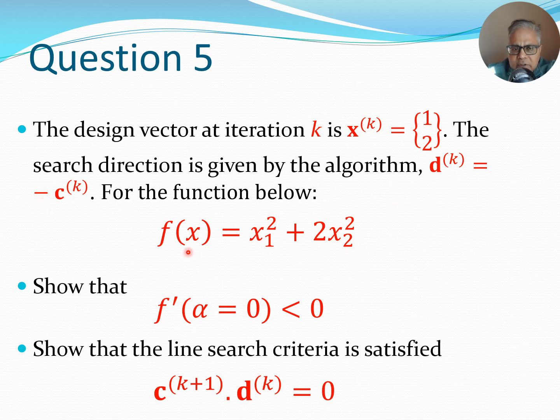So the problem is the same, but now you have to show that f dash at this particular value is less than 0. So when the step size is 0, the derivative of f is less than 0. This should be valid for the one-dimensional problem. Also, we know about the line search criteria, that is c(k plus 1) dot dk is 0. Let us try to see if this is satisfied.